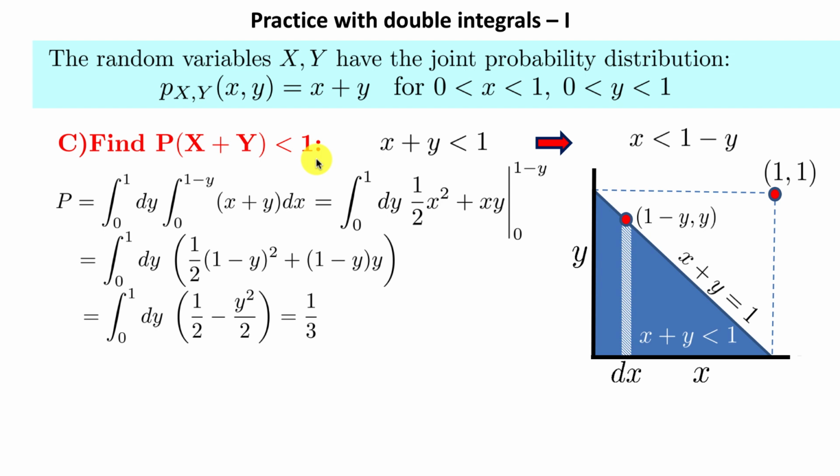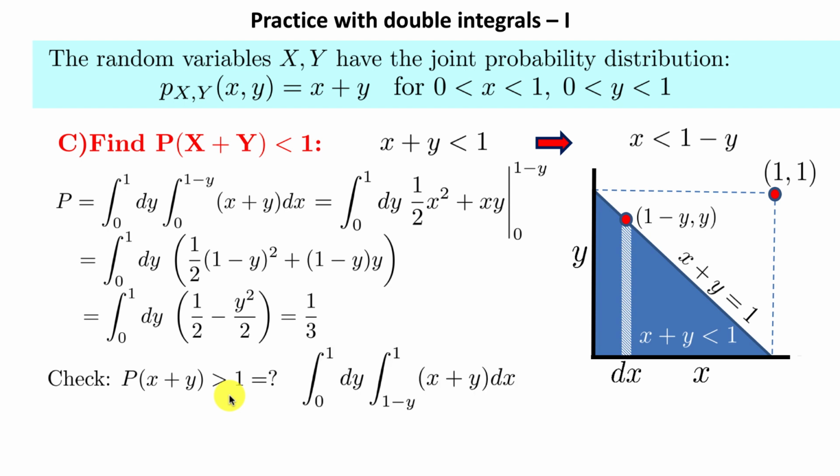Actually, we already have the answer because the total probability has to be 1. So it's 1 minus 1/3, which is equal to 2/3. But let's just check if this is actually what we get upon calculating this directly. So the only difference is that now x will go from 1 minus y to 1. Look over here. This is x equals 1 minus y, and this here is x equals 1. So x gets integrated over this distance here.